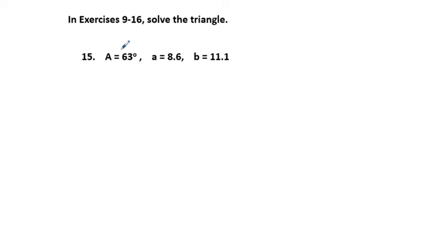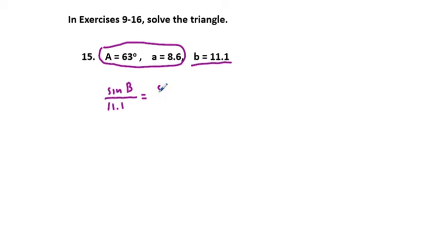In this case, we have a known side opposite a known angle, and then we have that other side. So we're going to set up the law of sines, and to do that we're going to say, okay, sine of angle B over side B is going to be equal to sine of 63 degrees over 8.6.